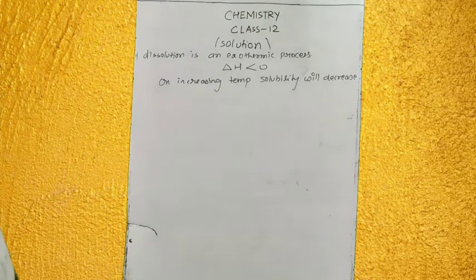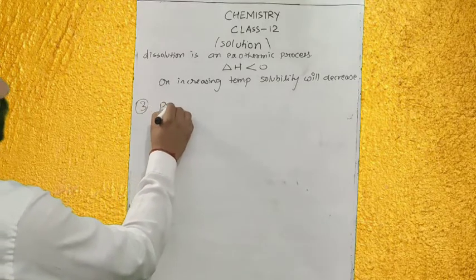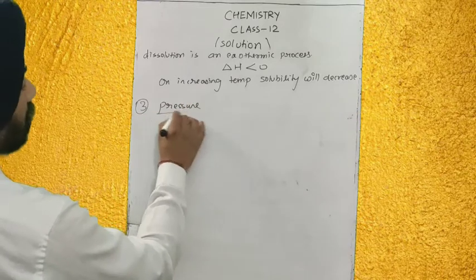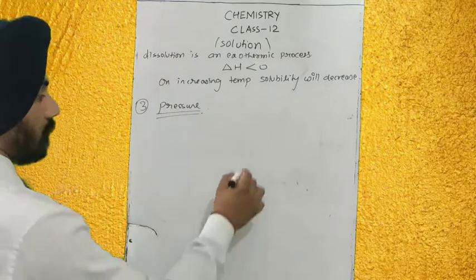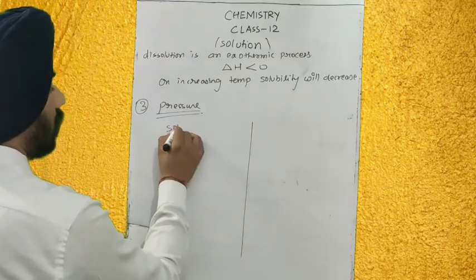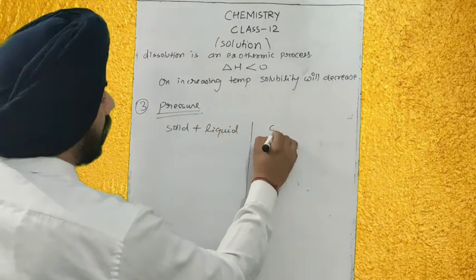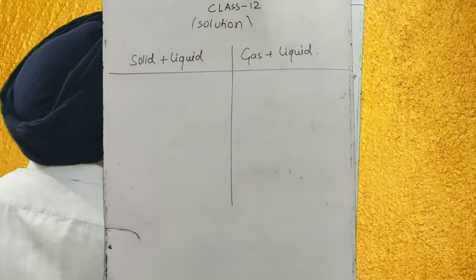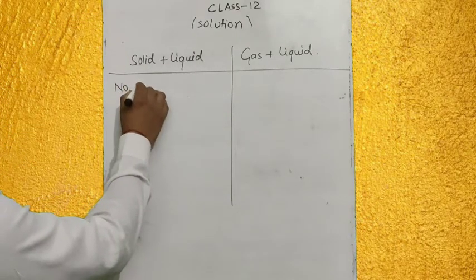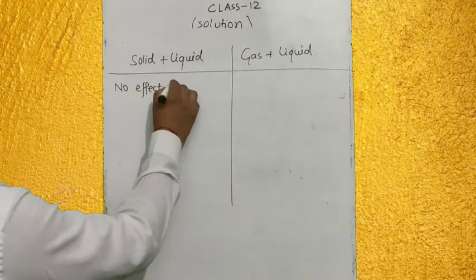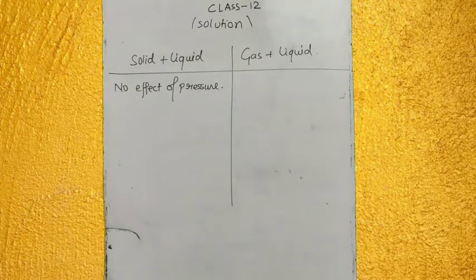The third factor was pressure. So how is pressure affecting the solubility? For this we have to take two kinds of solutions. One is solid in liquid, another is gas in liquid. In a solid plus liquid solution, there is no effect of pressure. Why is there no effect of pressure?